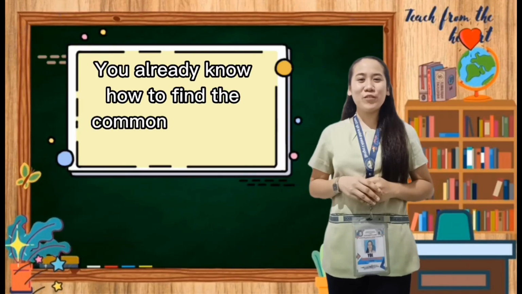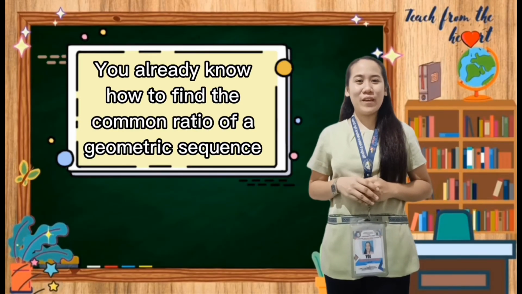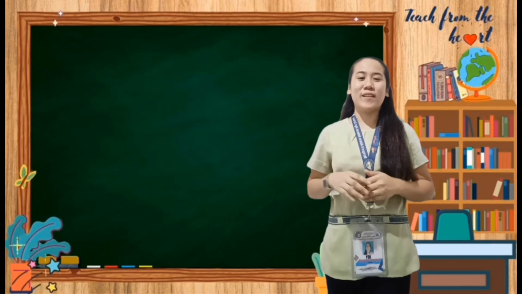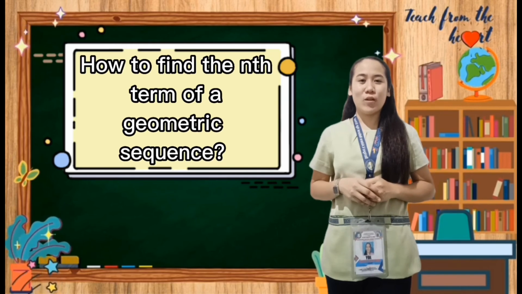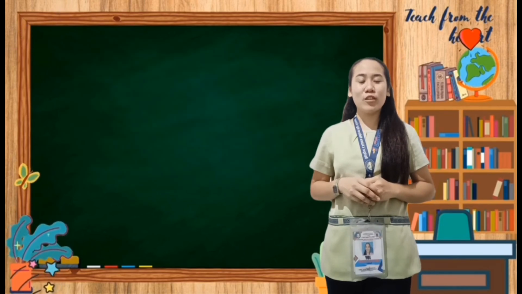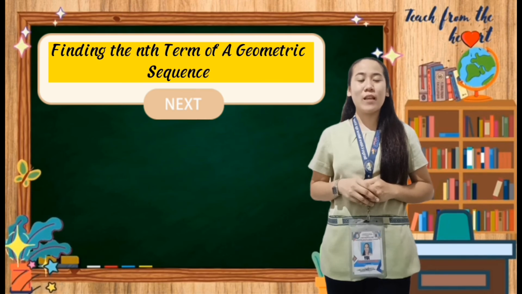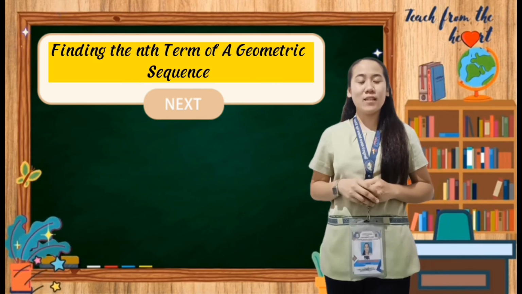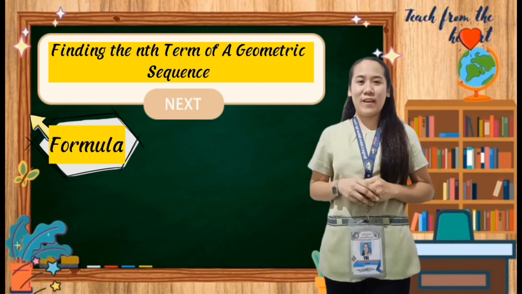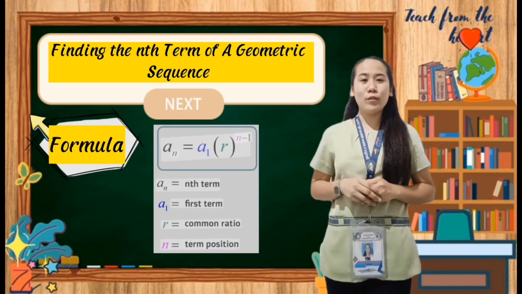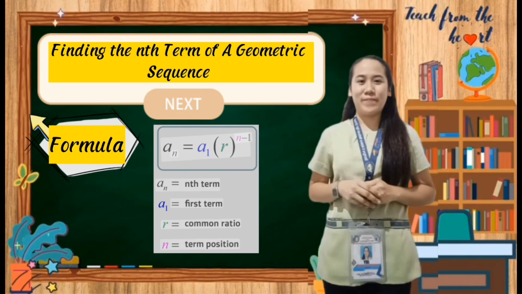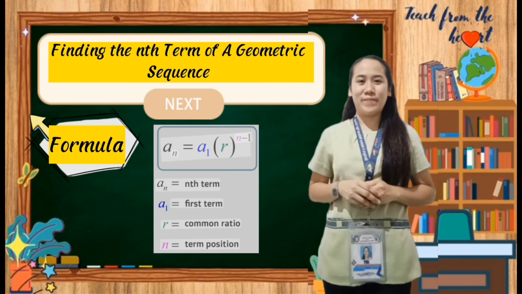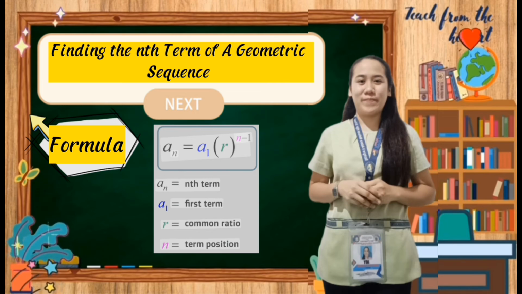So you already know how to find the common ratio of a given geometric sequence. Now, how to find the nth term of a given geometric sequence. So here is how to solve the nth term, or finding the nth term of a given geometric sequence. It is using the formula a sub n is equal to a sub 1 multiplied by r raised to n minus 1. Where a sub n is the nth term, a sub 1 is equal to the first term, r is equal to the common ratio, and n is the term position.